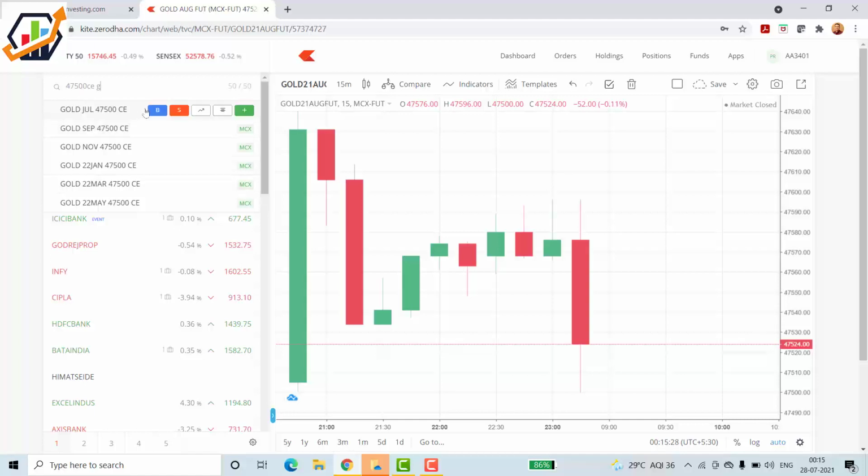So same way like how you bought the options for the stock, then for the indices you can also buy for the commodities like gold, silver, and other precious metals, and you can also buy for crude as well.